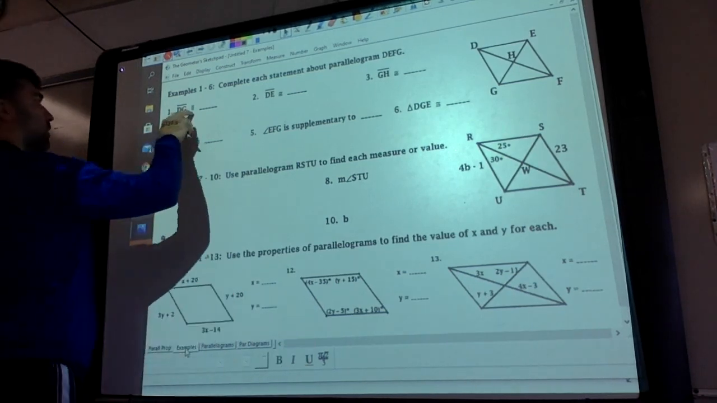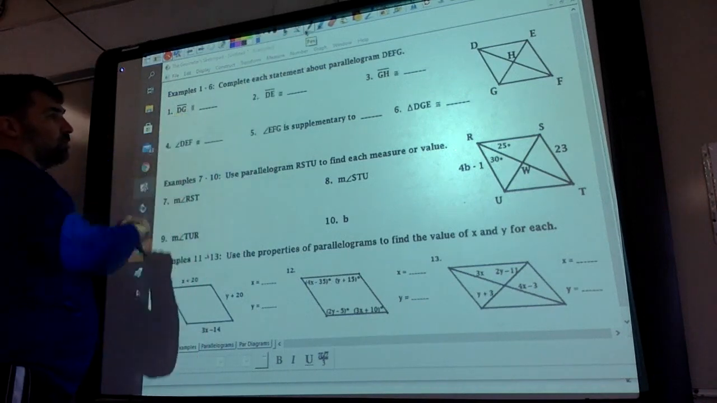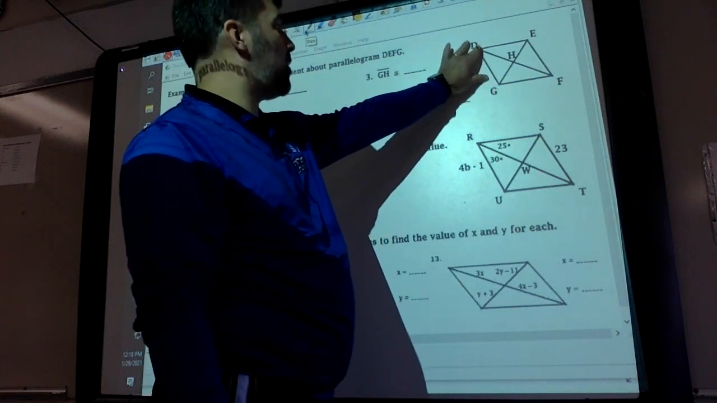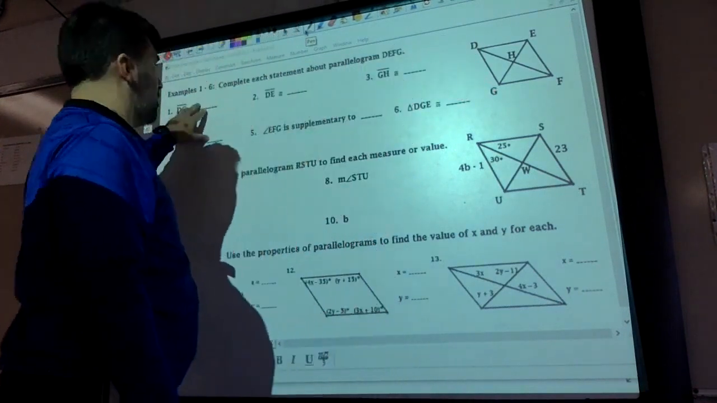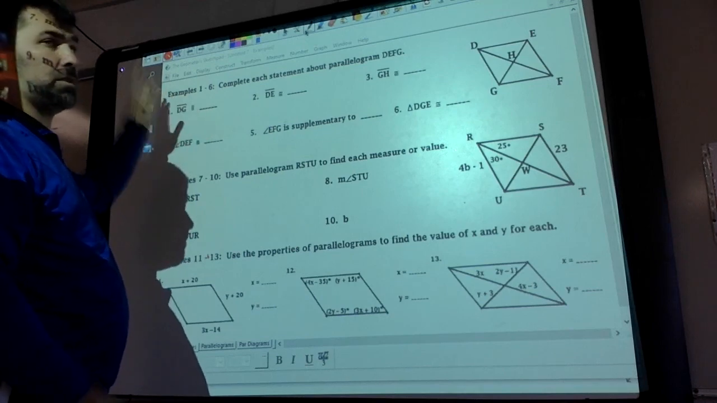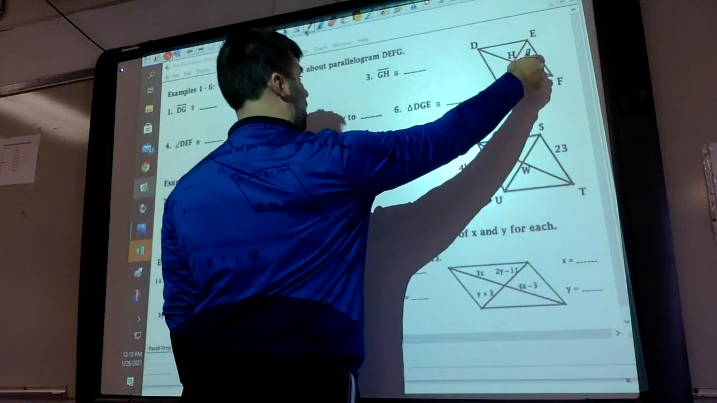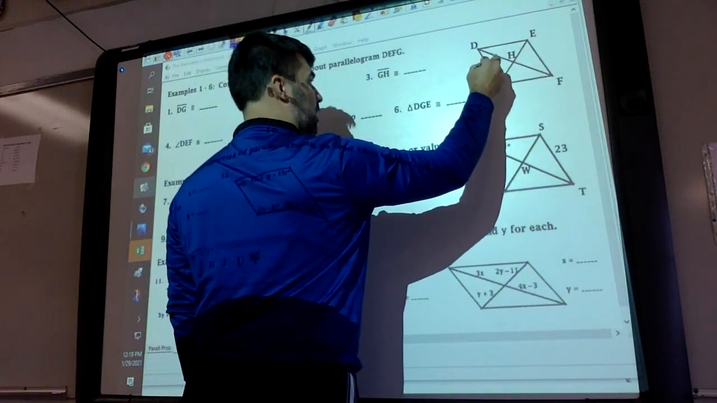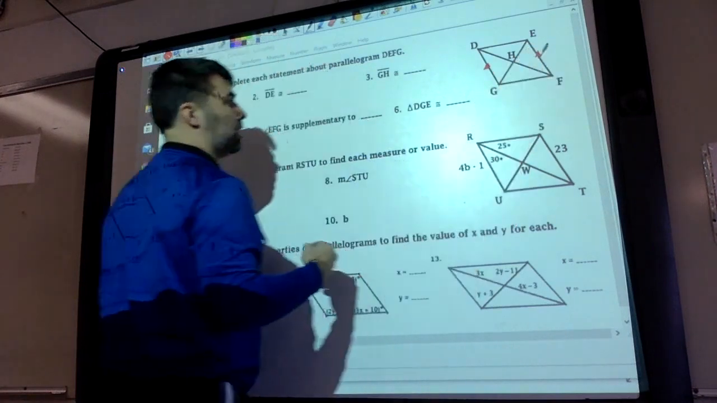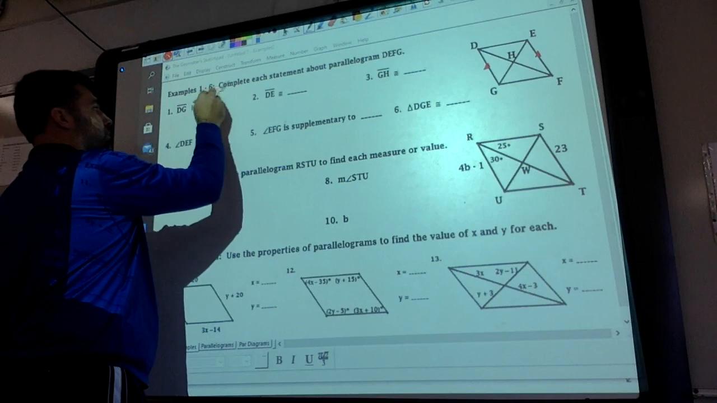Okay, so right here, this one, it says DG parallel to what? So DG is talking about the sides. So I'll go to my side properties. Well, the definition of parallelogram, opposites are parallel. So opposite DG is going to be EF. So if we actually label this diagram, you would have an arrow there and an arrow there. So DG will be parallel to EF.